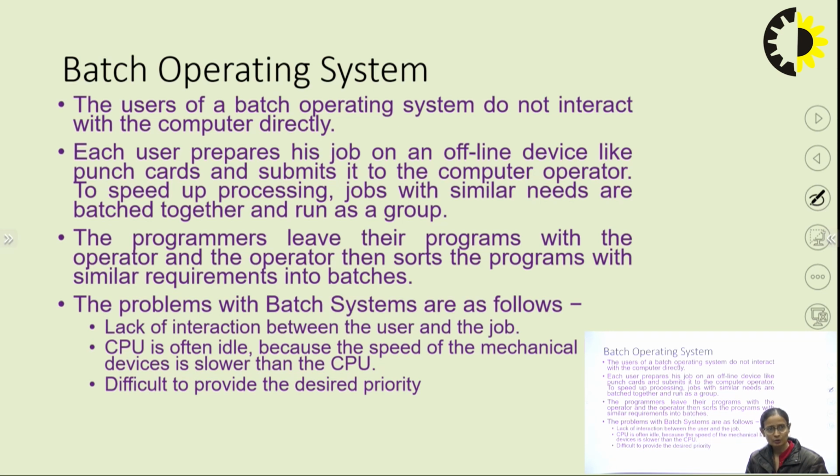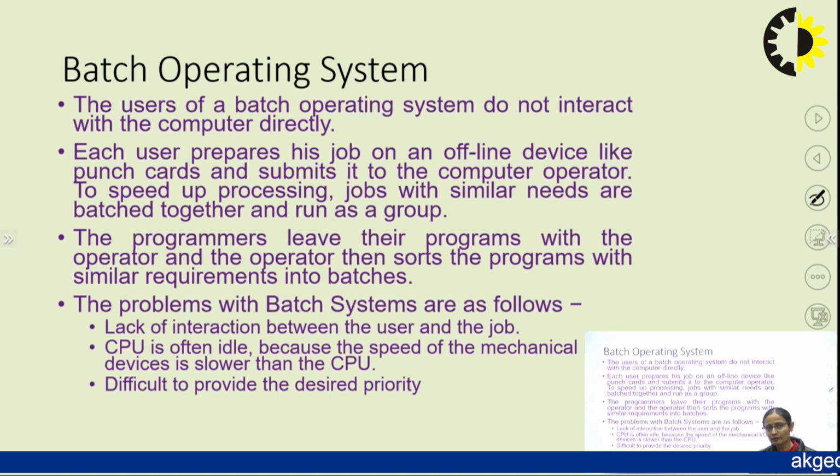Each user prepares their job on an offline device, such as punch cards, and submits it to the computer operator. To speed up the processing, jobs with similar needs are batched together and run as a group. This task is done by the computer operator. So the programmers leave their programs with the operator, and the operator sorts the programs with similar requirements into batches and runs those batches. Whatever the output, whether valid or invalid, it is collected by the computer operator, and then the programmer collects that output from the operator.